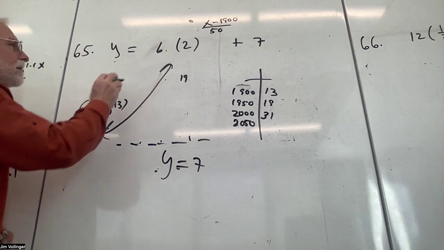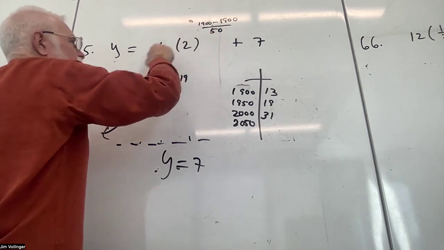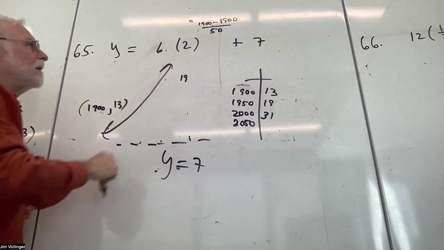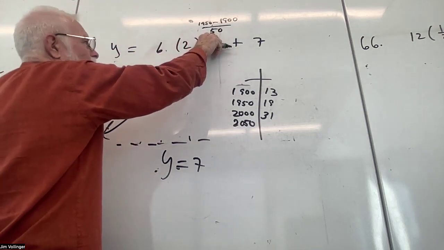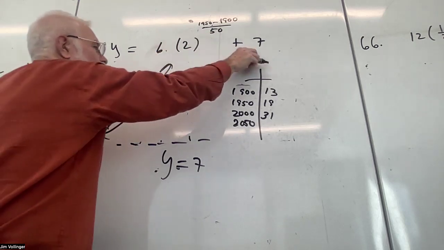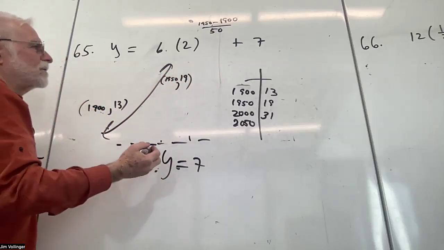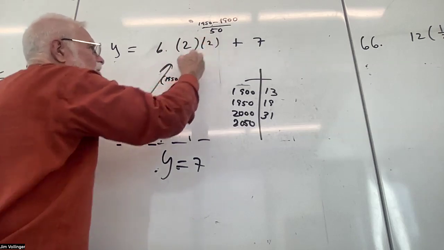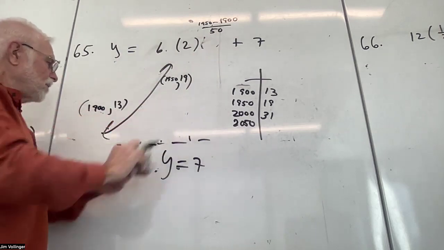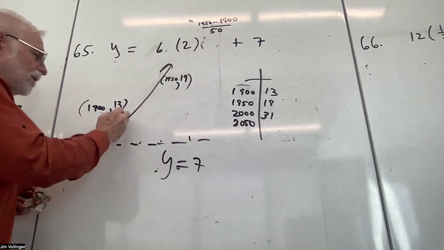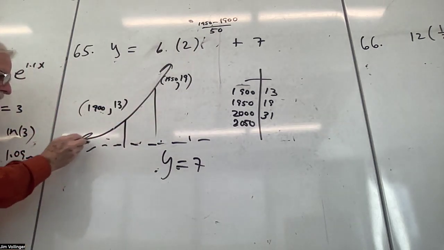Okay, so 1900 should get me 13. Let's see if it does. 1900 minus 1900 is 0, 2 to the 0 is 1, times 6 is 6, plus 7, 13. And let's put 1950 in here. That gets me 1. 2 to the 1 is 2, times 6 is 12, plus 7, 19. If I put in 2000, the next one's going to go up by 6 times 2 times 2, because that's what 2 to the x means. Keep doubling as we move from left to right. Well, what do we do if we're moving from right to left? We're not doubling every 50 years. We're cutting in half every 50 years.